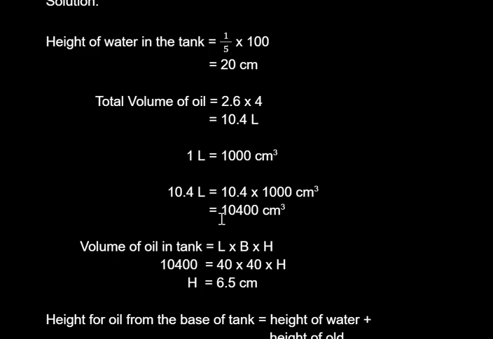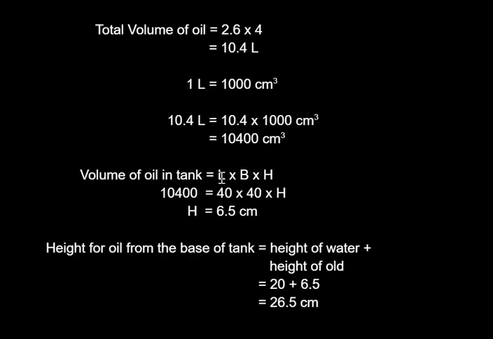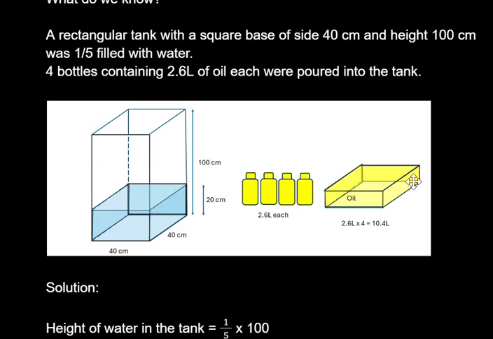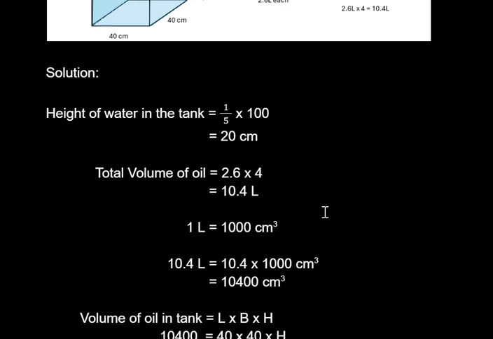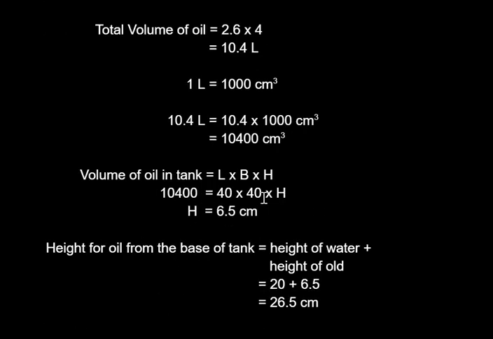So the volume of the oil in the tank is length times breadth times height. If you look at this, it's your length times breadth times the height. Since we know it's going to pour into the same tank, the length and breadth is 40. The volume we know is 10,400. So we can find the height by 10,400 divided by 40 divided by 40. And we get the height as 6.5 centimeter.